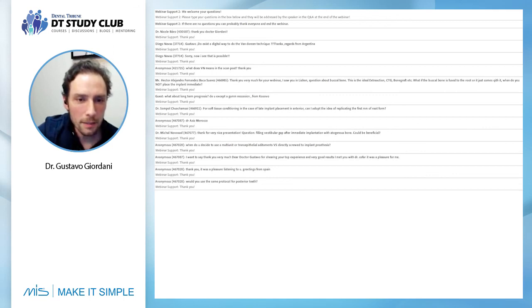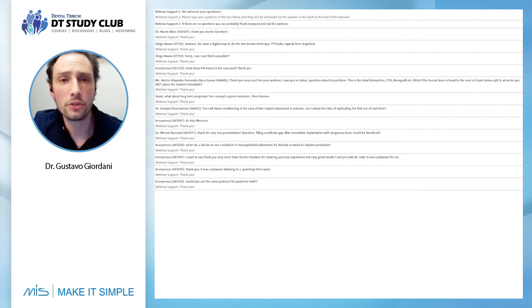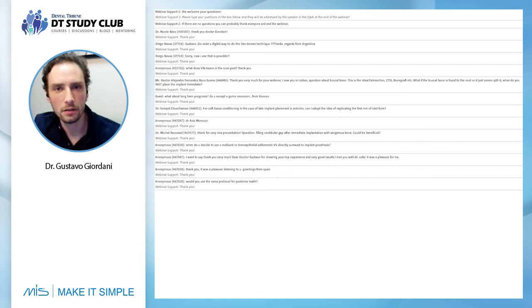Would I use the same protocol for posterior teeth? So yes, for posterior teeth, we are using the same protocol. The only difference that we use in the posterior is that sometimes you don't use this protocol with immediate loading. We use exactly the same protocol, but we use a healing abutment, a customized healing abutment. We do exactly the same protocol.